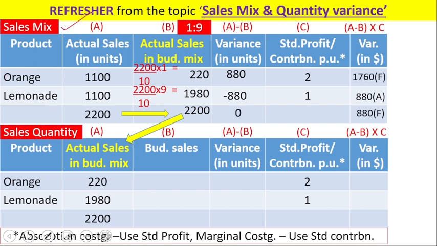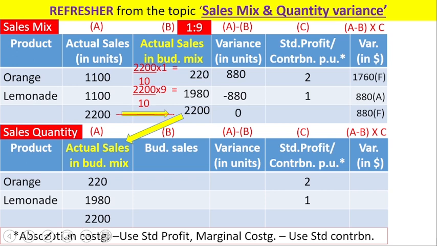Now in sales mix variance, we are trying to find out whether we are selling a more profitable product more or less. So the first column is actual sales in units. So this will be given in the question. So here it is 1100 units for orange juice and 1100 units for lemonade. So the total works out to 2200.